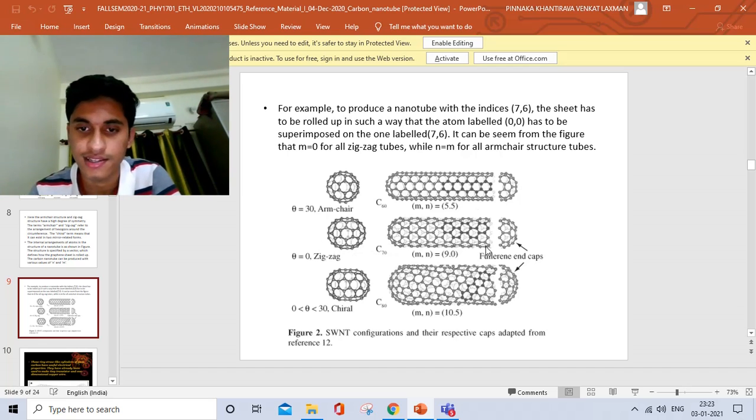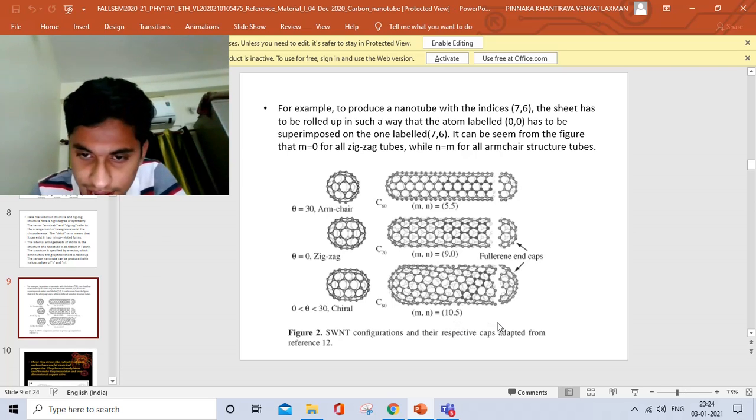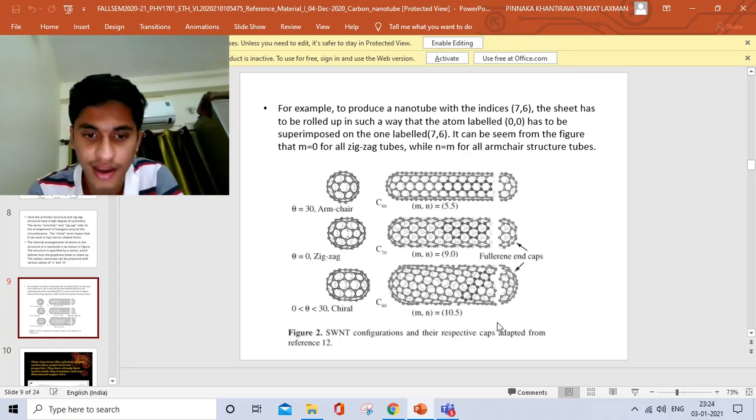So here it is. Coming to this part, the chiral part, here the angle theta lies between 0 to 30 degrees and the total number of carbons are 80. So we can say it as C80, which can also be known as the rugby component structure. The indices m, n are 10, 5.